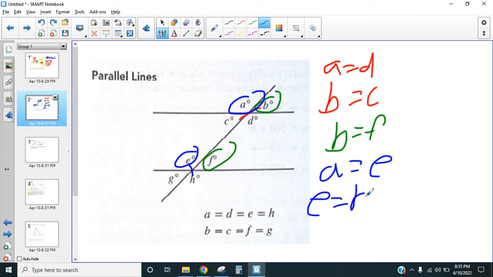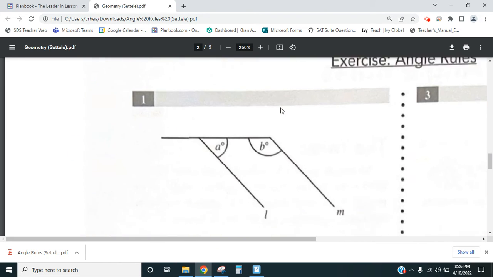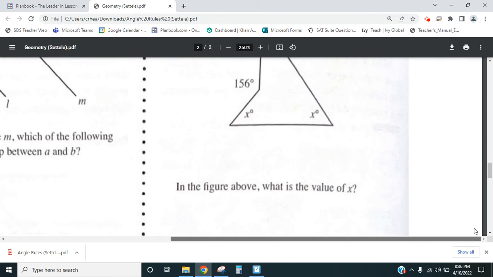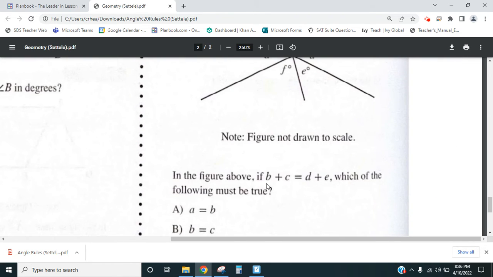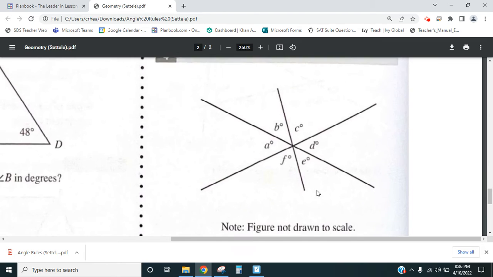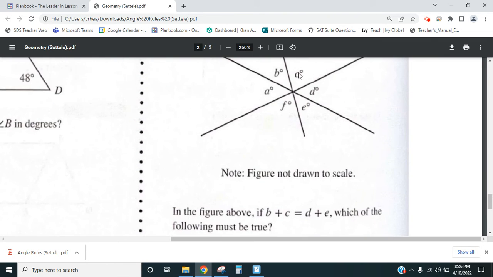Now all these things are true, and if you look at number 4 on your worksheet, if we go to the back, let me zoom out. Let me go to the next page. Number 4 has something that looks a lot like this. And it's saying, what about B plus C and D plus E? Which of the following is true? And I'm going to use these facts about these vertical angles here, right?